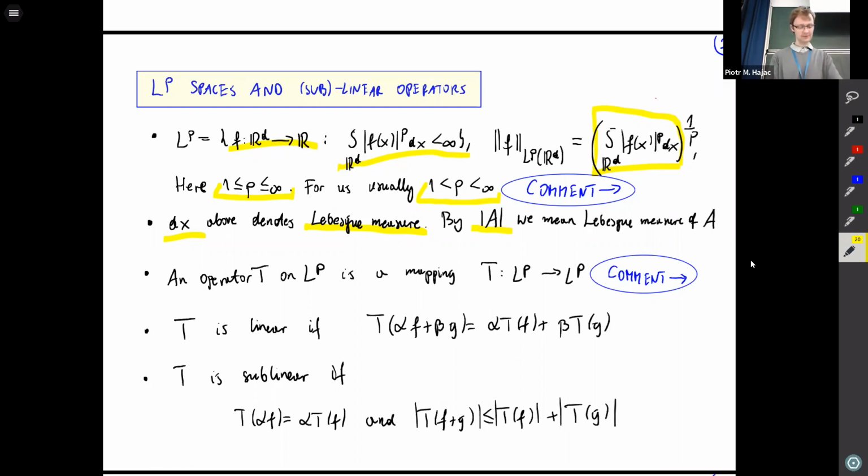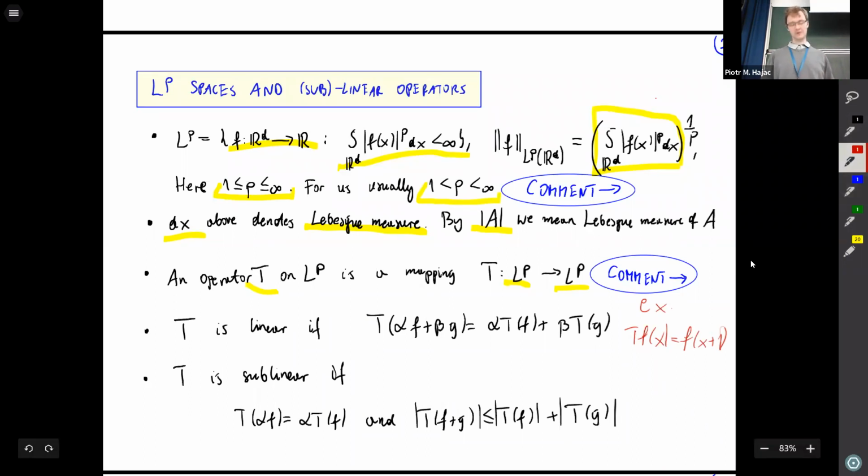Now, an operator T is a mapping, which means a function that takes one function in LP to another function in LP. So for example, let me just write an easy operator. Let's say that Tf of x equals f of x plus 1. So that's an operator because it takes one function and makes another function out of it. And actually, it's a bounded operator on all LP spaces. It's called the translation.